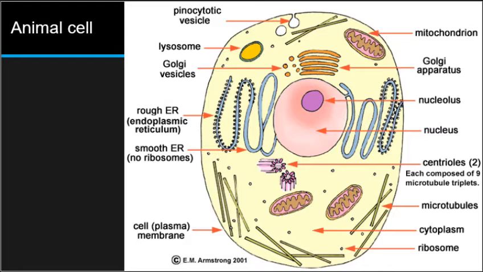All right, the next one, how about the Golgi apparatus? It looks like a stack of pancakes here at the top. The Golgi body or the Golgi apparatus synthesizes things. We're going to go through each one of these one by one, but right now you're just drawing them.